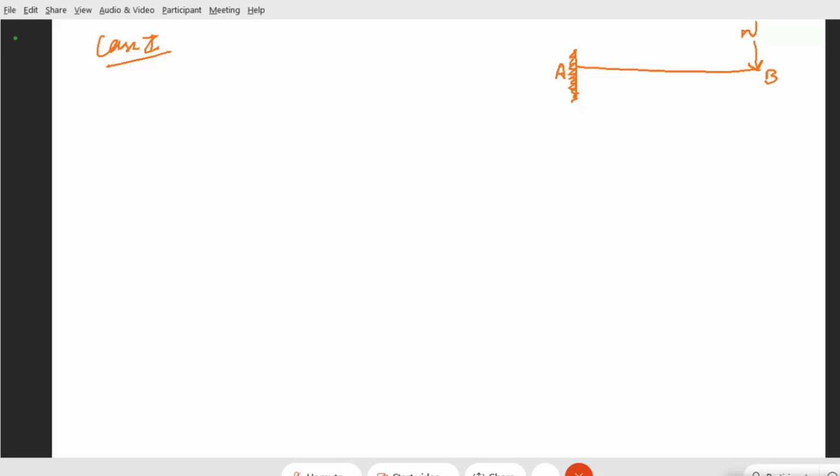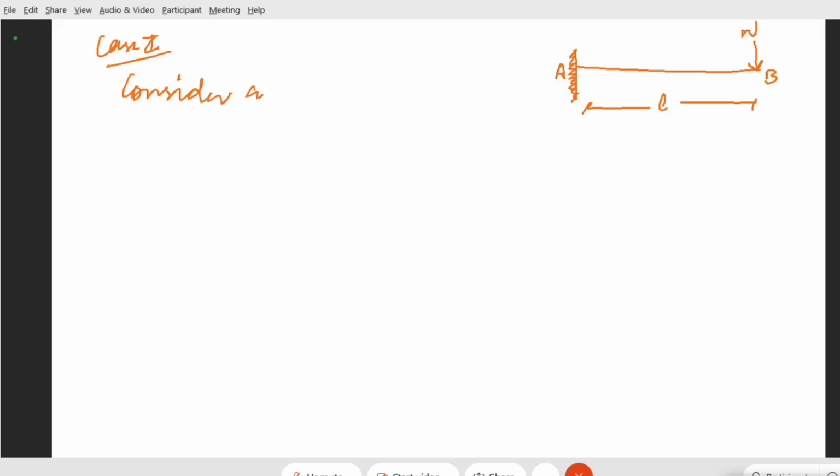Now, let's say the beam has a span of L. It's fixed at A, and it is free at B, and it carries a load of W. Now, what we do, we will consider a section like we had done in our previous class.